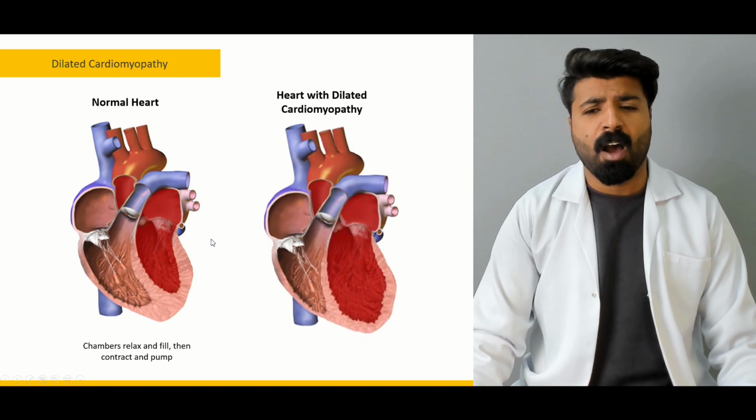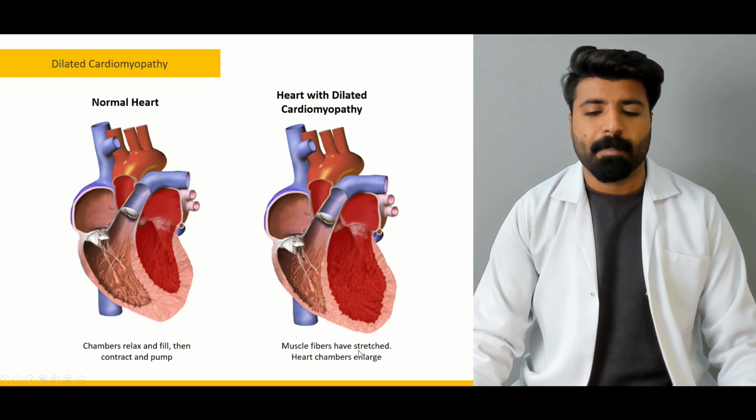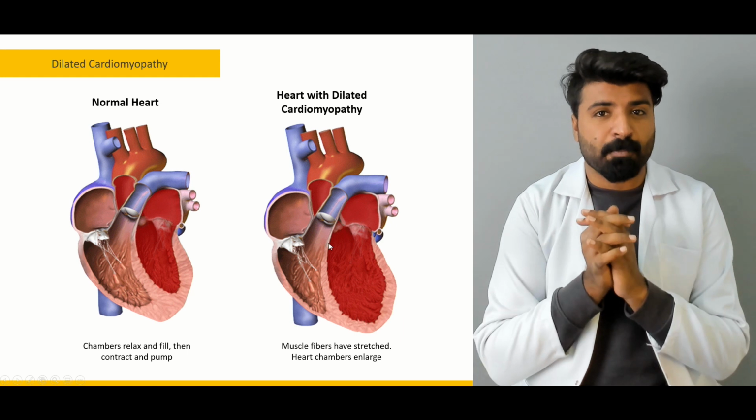Next we have a heart with dilated cardiomyopathy. Now look at it. The size has increased. Now what happened to the chambers? Muscle fibers have stretched and the heart chambers are now enlarged. As they're enlarged, they won't be able to contract properly.